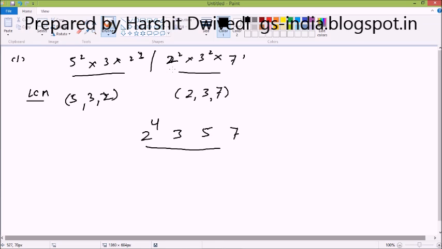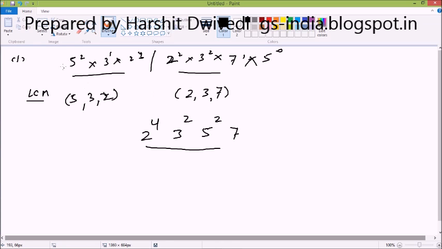Next we come to 3. The amount of 3 in the first number is 1, 3 to the power 1 is here. And the amount of 3 in the second number is 3 square. So obviously we are going to take the larger power, so 3 square will come here. Then comes 5. 5 is absent in the second number, you can also write it as 5 to the power 0. 5 is present in the first number and it is 5 square. So obviously we are going to take it as 5 square.